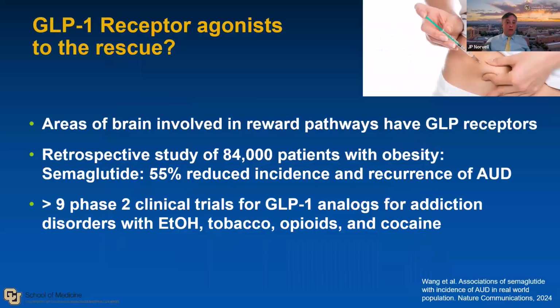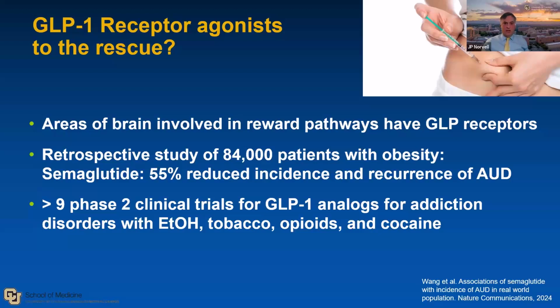Now, one of the really exciting things we're looking at: GLP-1 receptor agonists are being used by everybody and for every context. And interestingly, I think this is really tantalizing, and we'll see what the data shows, but there are areas of the brain that are involved in the same reward pathways that have GLP-1 receptors, the same areas that control some of the addiction pathways. So there are a lot of studies. In fact, there's over 9 phase 2 clinical trials looking at GLP-1 analogs for use in addiction. And that could be not just with alcohol, but also with tobacco and opioids and cocaine.